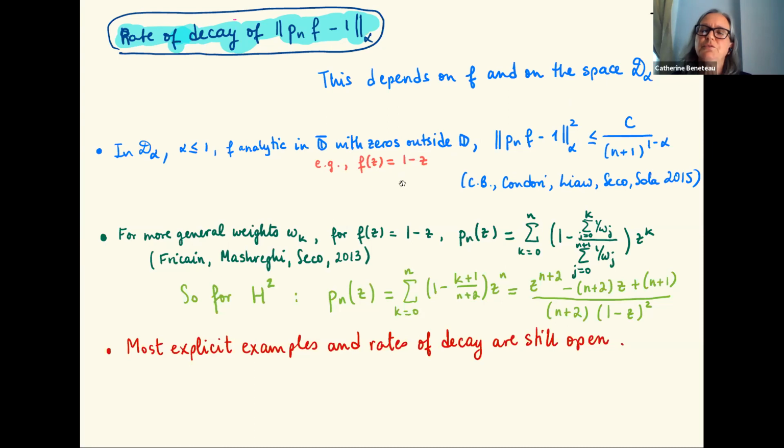For example, for the function 1 minus z, which is a typical cyclic function, we were able to prove that the rate of decay is less than this growth over here. And in fact, it's a sharp rate of decay as long as the function has a zero on the circle. If the function has a zero on the circle, this is indeed the rate of decay of this PNF minus 1 for these pretty nice functions.